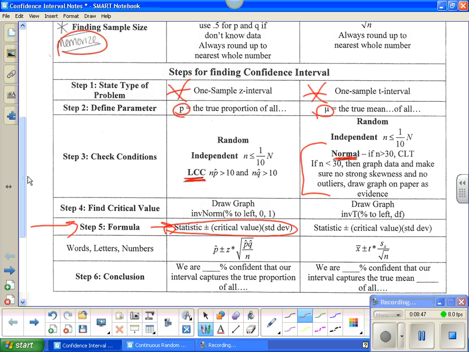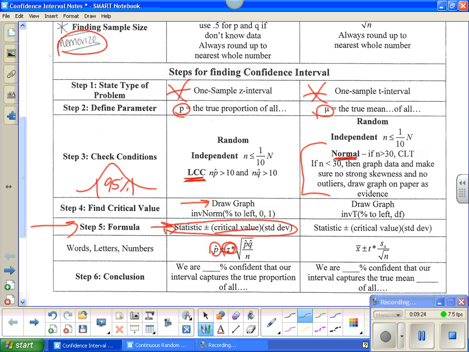The statistic, if it's a proportion, is your P hat. The critical value is your Z star. Where do you get it? Oh yeah, I've got to go find my critical value. So you go over here to the side and draw your graph, because it's going to say I want a 95% confidence interval. So you put 95. And for Z's, you do what? You inverse norm. Percent to the left, which here would be what? 0.025. You get your plus or minus Z.